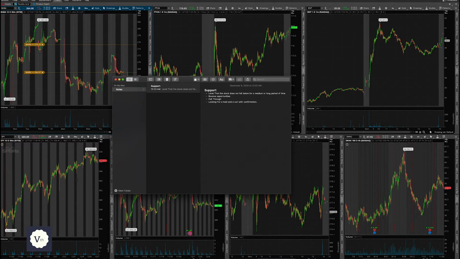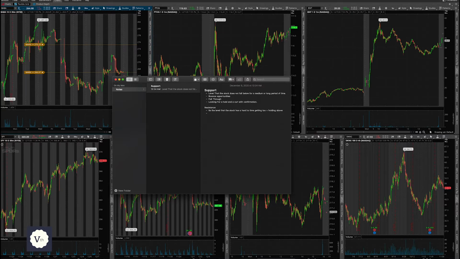The next definition is resistance. All right, now resistance is the exact opposite. Sorry, I'm not the best typer. It's the level that the stock has a hard time getting to, and holding above. So getting to, that's what I'll say, and holding above.